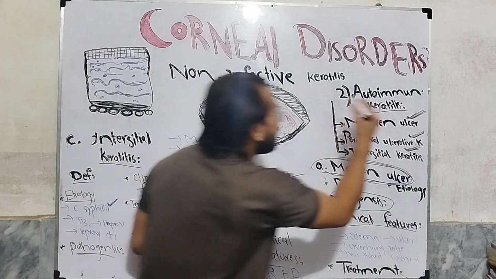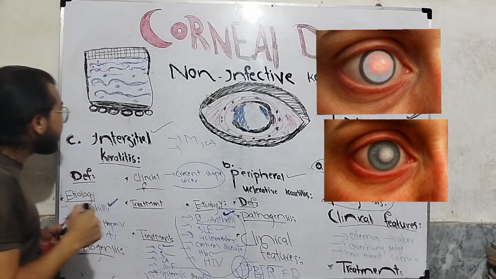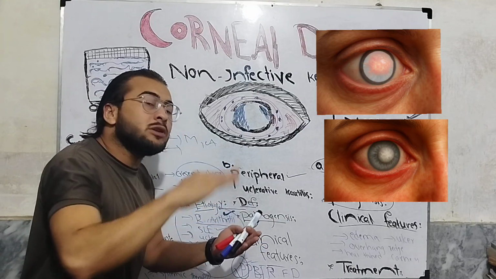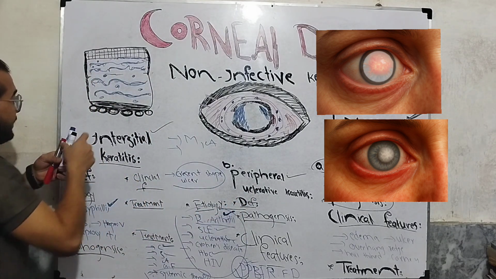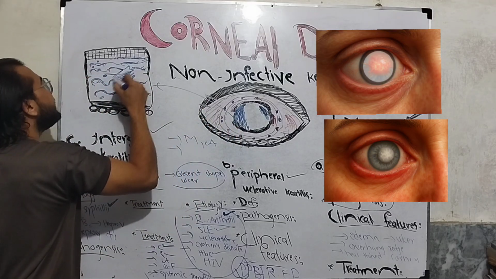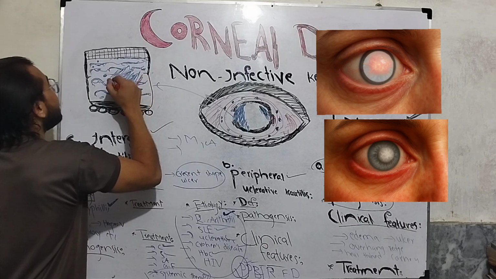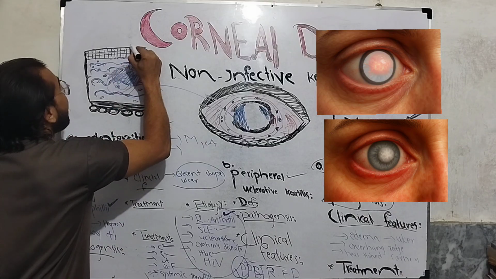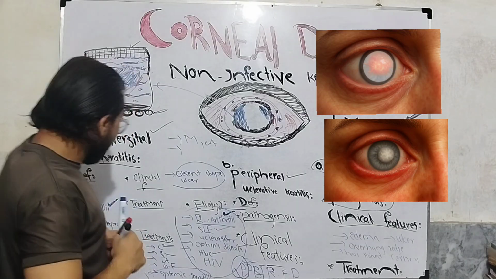Now the last one of the autoimmune keratitis is interstitial keratitis. Interstitial keratitis is the inflammation of corneal stroma without the primary involvement of epithelium or endothelium. So first of all, there will be edema. This is the corneal layers. There will be edema and inflammation in the stroma. Initially, this edema and inflammation is not involving the corneal epithelium or endothelium. So this is called interstitial keratitis.